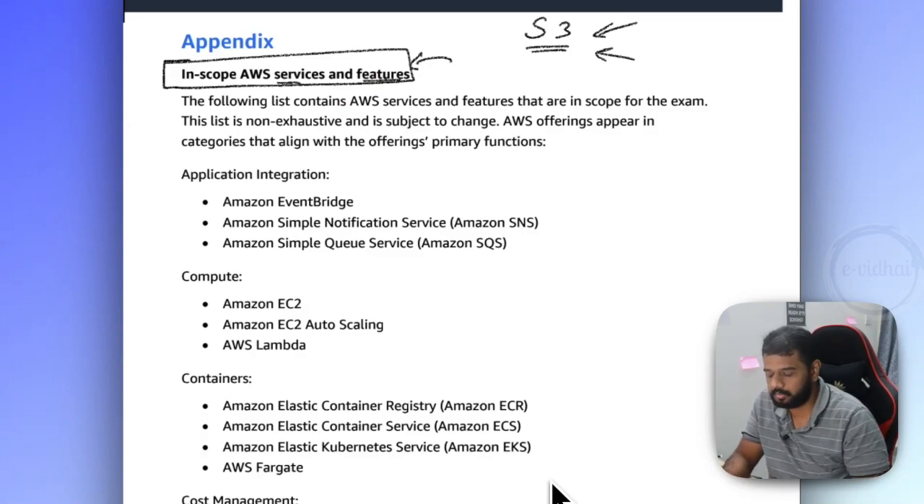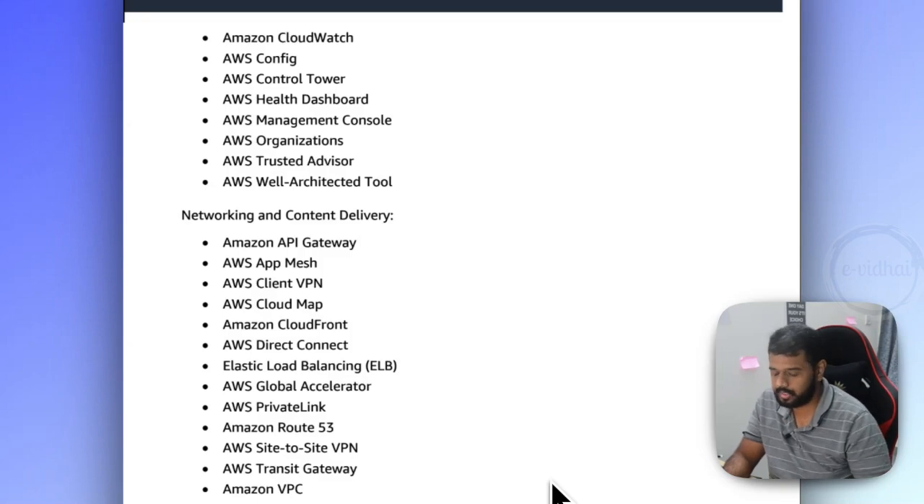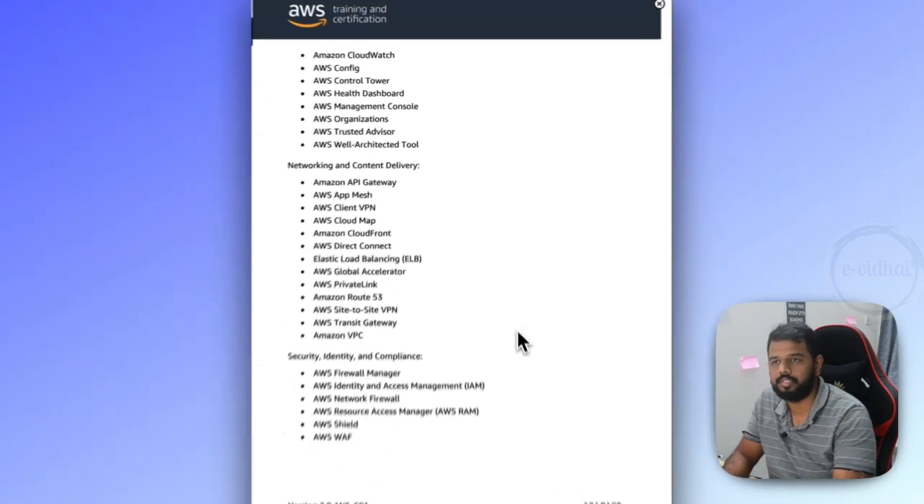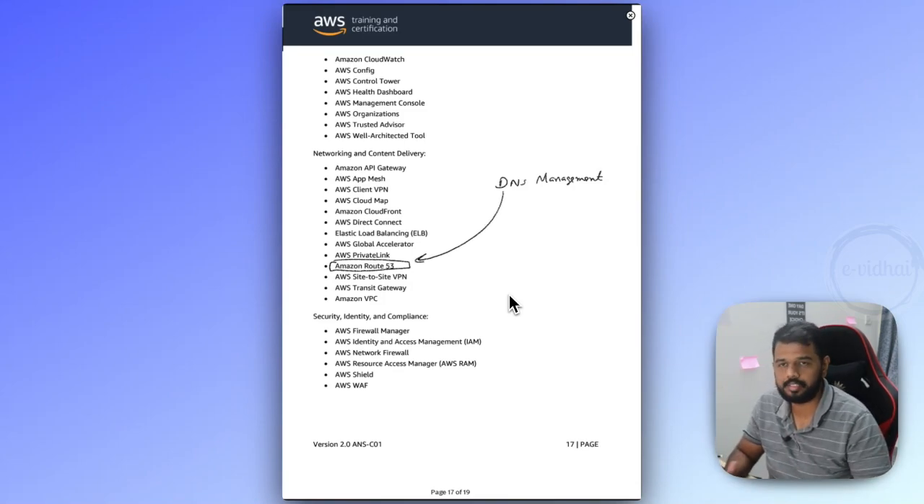Likewise, they categorize the services based on their nature as well: compute services, container services, cost optimization, and so on. What you can do is try to map the services with the previously defined tasks. So this is a task we're going to achieve. For example, we would have seen Route 53 mentioned under networking. In the previous task we saw DNS management, so by default DNS management is going to link with Route 53. So try to connect the services with the task definitions they have provided. That can make your preparation much easier.